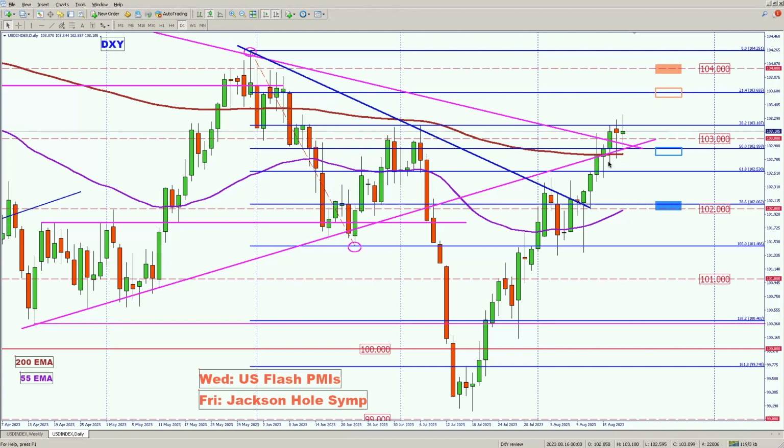All right, it is also struggling to grind its way up, just like the euro is grinding its way down slowly. All right, let's move back to the other major pairs.